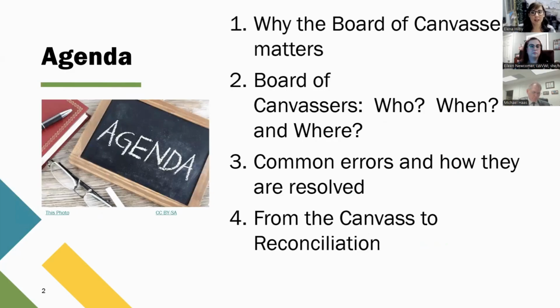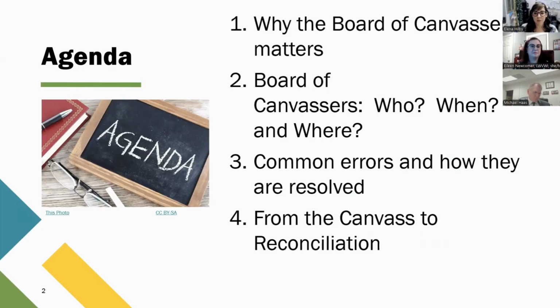So this is the agenda I wanted to go through. We'll start with why the Board of Canvass matters, what happens after Election Day, and why it's such a vital part of Wisconsin's checks and balances. And then I'd like to get into who serves on the board, when and where they meet, and what their work actually looks like in practice.